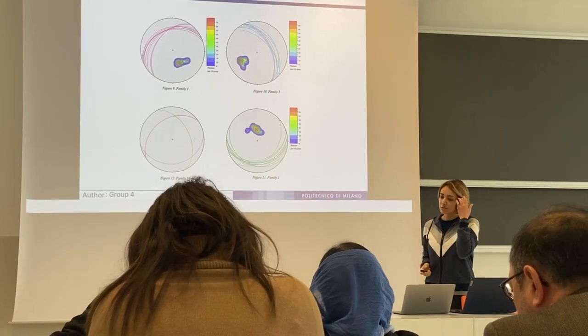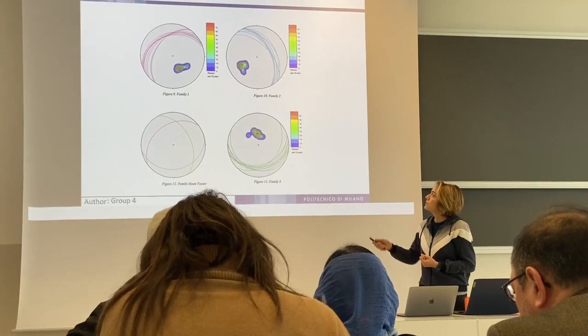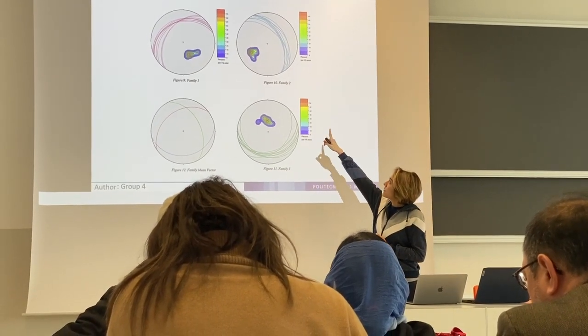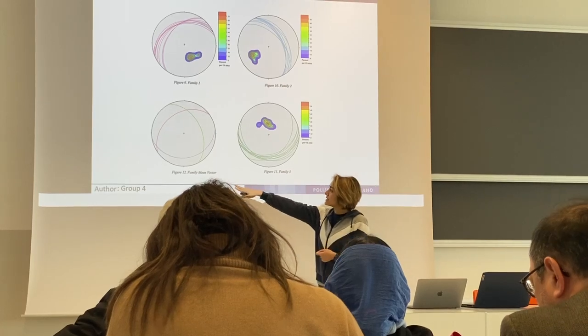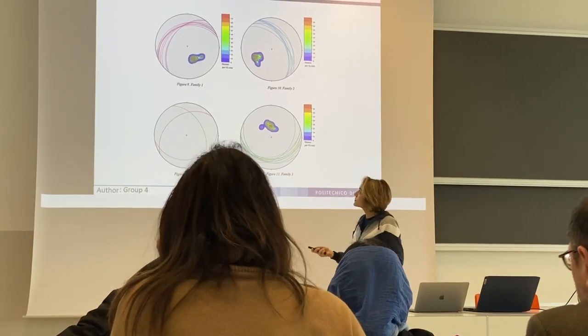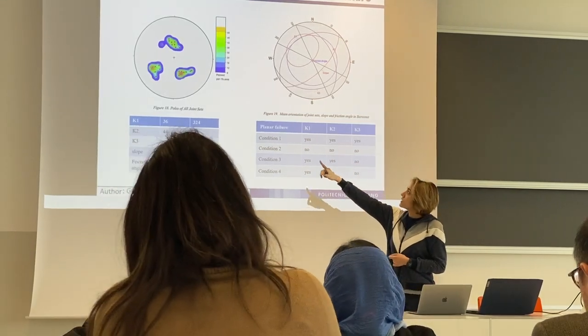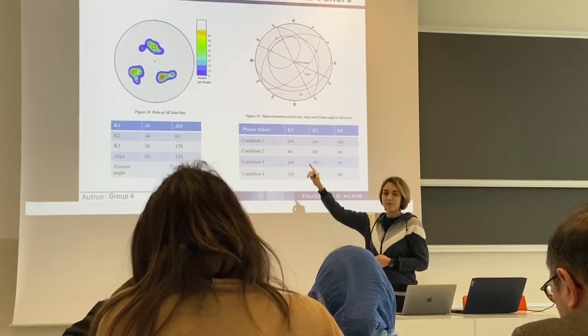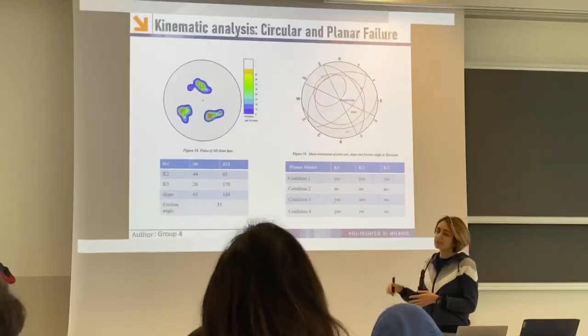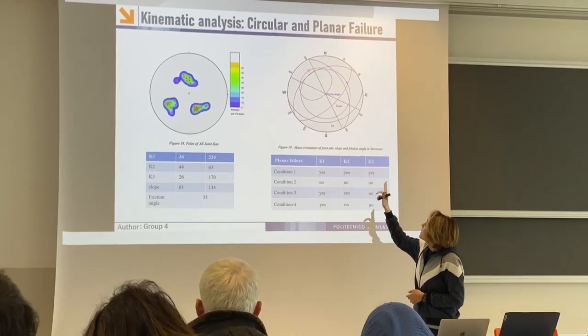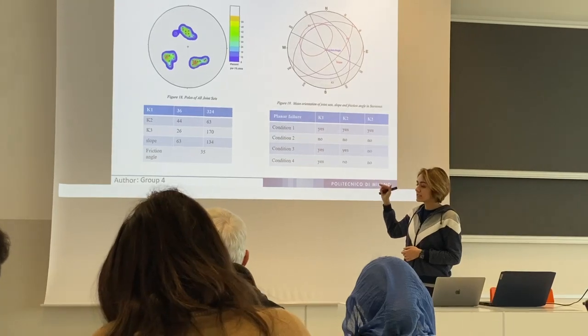Joint family: as we process the data in a Stereonet, we can see that this is family number 1, family number 2, and family number 3, and this is the mean vector of each family. For the kinematic analysis, as you can see in that figure, we have a concentration of poles, therefore there is no circular failure. For planar failure, we need to consider 4 conditions.